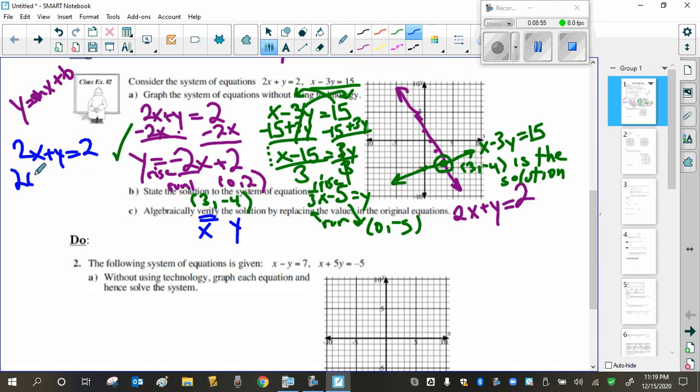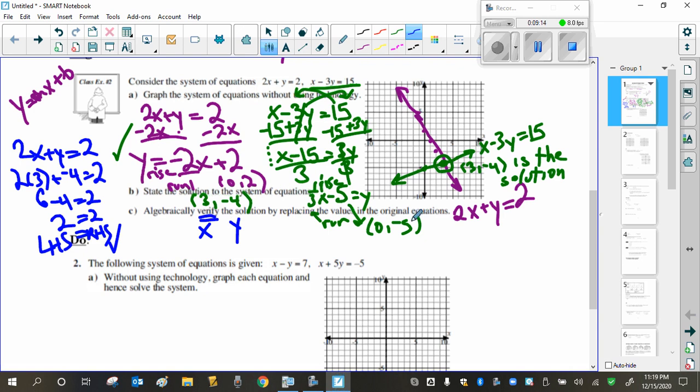So 2 times 3 plus -4 equals 2. 6 subtract 4 equals 2. 2 equals 2. The left-hand side equals the right-hand side. So it's on that line for sure, but that doesn't necessarily mean you're right.